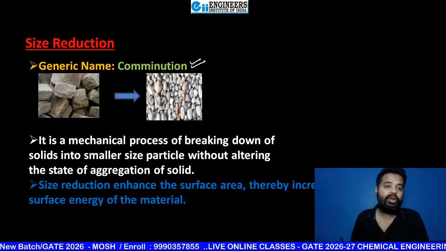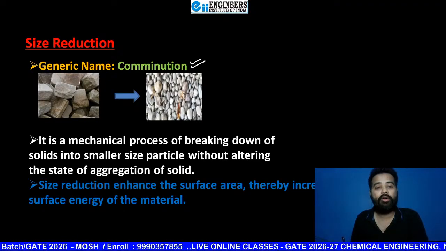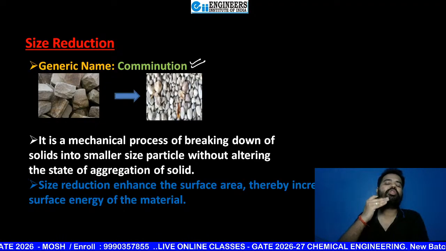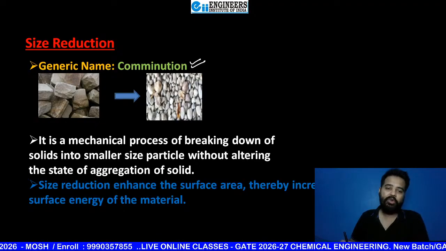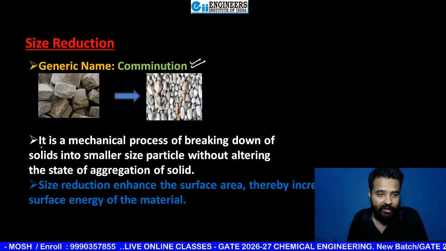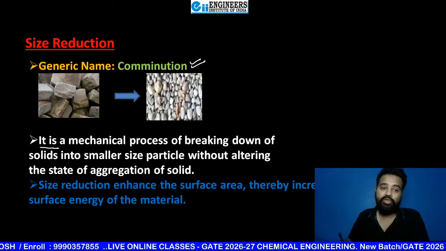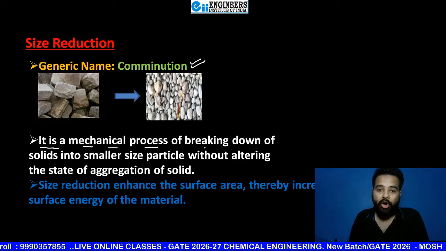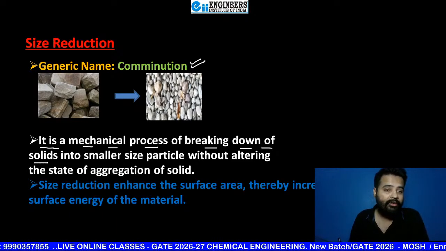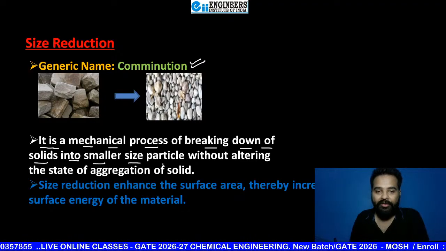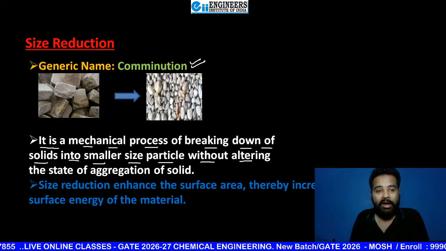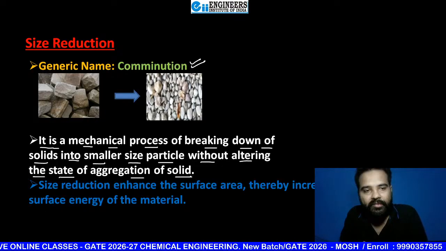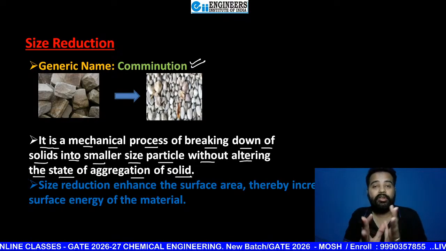And in size reduction, you are going to reduce the physical dimension of your solid. So this process is known as size reduction. Now if someone asks you to define it in one line, see, a beautiful definition written by me here. So size reduction is a mechanical process of breaking down solids into smaller size particles without altering the state of aggregation of the solid. That is, it is still in solid form.